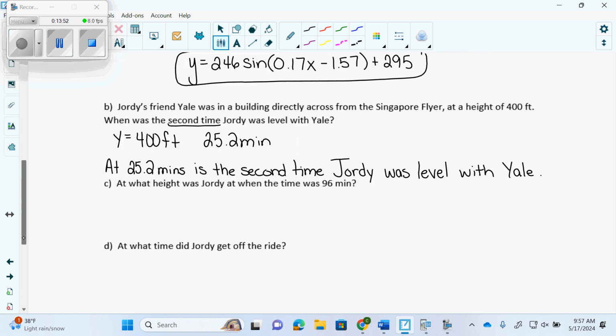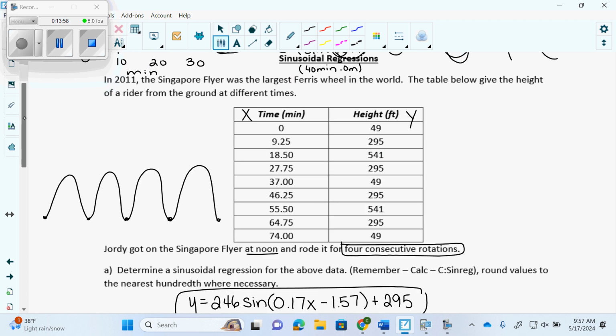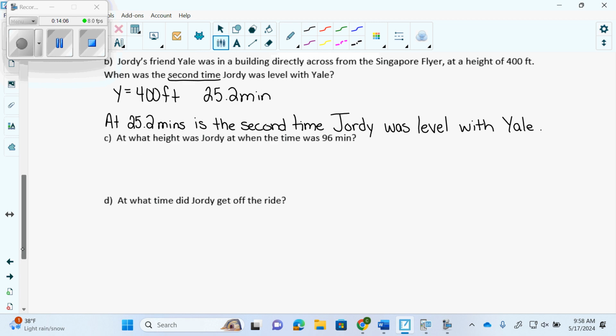Then the next one says, at what height was Jordy when the time was 96 minutes? So now I gave you 96 minutes. Did I give you X or did I give you Y? Go to our table. I gave you X because X is time in minutes and Y is height in feet. So X equals 96. Now, if my calculator errors, what's the problem? We've discussed this numerous times. Your window's not big enough. So if your X max doesn't contain 96, you can't find it. Okay?